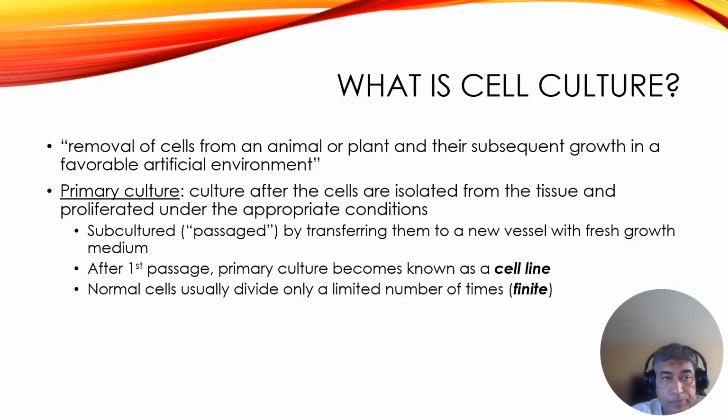What is primary culture? Culture after the cells are isolated from the tissue and proliferated under the appropriate conditions. Subculture is after the first initial culture, passage by transferring them to a new vessel with fresh growth medium. After first passage, primary culture becomes known as a cell line, and normal cells usually divide only a limited number of times. So this is finite, because those normal cells have a limited life cycle, so after a couple of passages they will start dying.